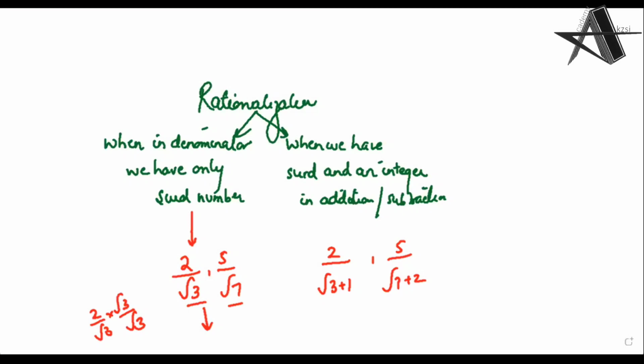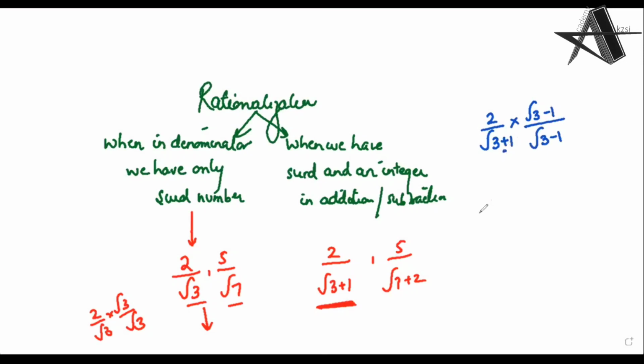But if you have 2 over root 3 plus 1, in that case, you can't divide and multiply with the same number. This will not eliminate the surd number from the denominator. Rationalizing is what? You have to eliminate the surd number from the denominator. In this way, you won't be able to do it. So what you have to do is just change the sign. So 2 over root 3 plus 1, multiply with root 3 minus 1 and divide with root 3 minus 1.